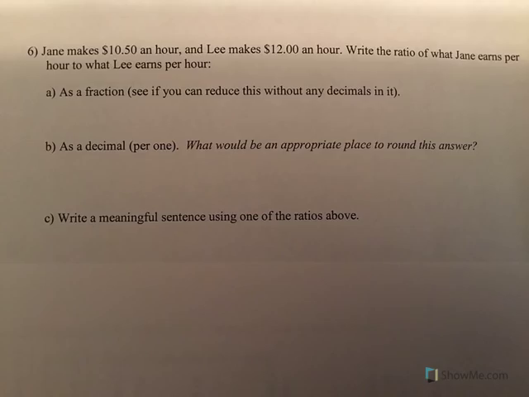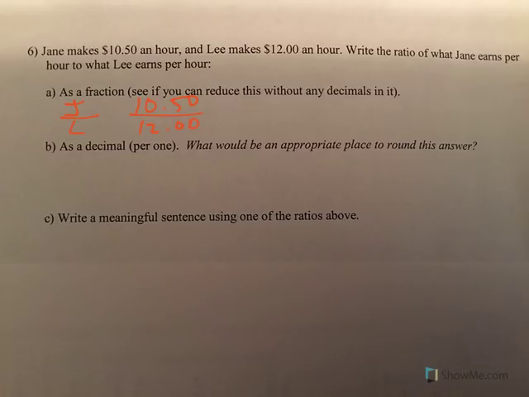Jane makes $10.50 an hour. Lee makes $12 an hour. Write the ratio of what Jane earns per hour to what Lee earns per hour. Okay, so we're talking about the ratio of Jane over Lee, and I'm a big fan of labeling my ratios. So Jane is $10.50, Lee is $12.